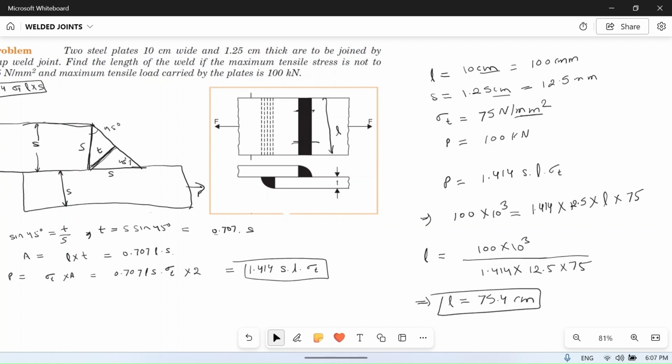The width of the plate was 100. Even if you do not weld the complete length from end to end of the plate, and weld only up to about 75 mm, you can still support this 100 kilonewton load.